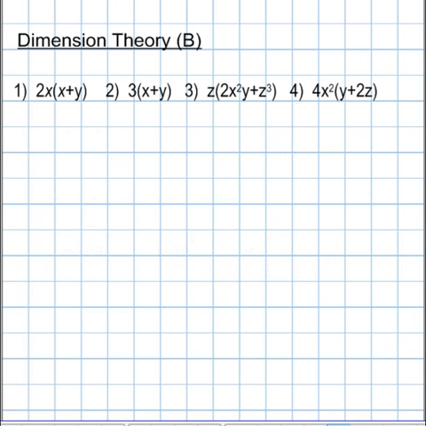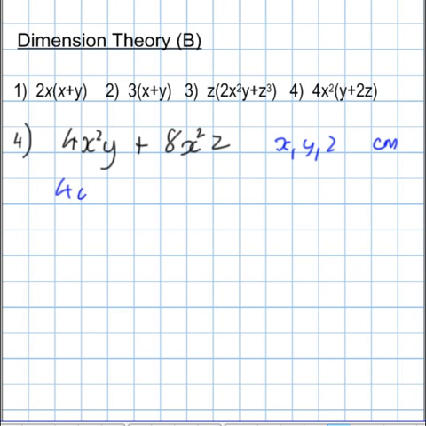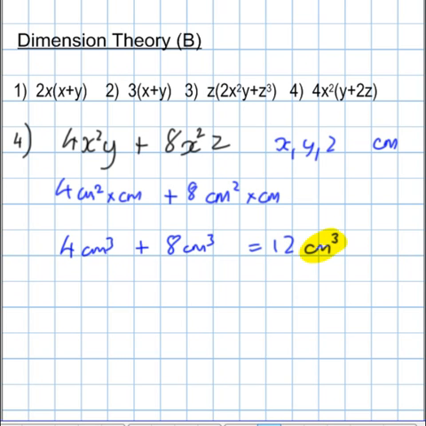Final one. Question 4. Let's multiply out the brackets. You get 4x squared y plus 8x squared z. Replace x, y and z with centimeters, and you get 4 centimeters squared times centimeters plus 8 centimeters squared times centimeters. So that's 4 centimeters cubed plus 8 centimeters cubed equal to 12 centimeters cubed. What are the units? The units are centimeters cubed, so this represents volume.